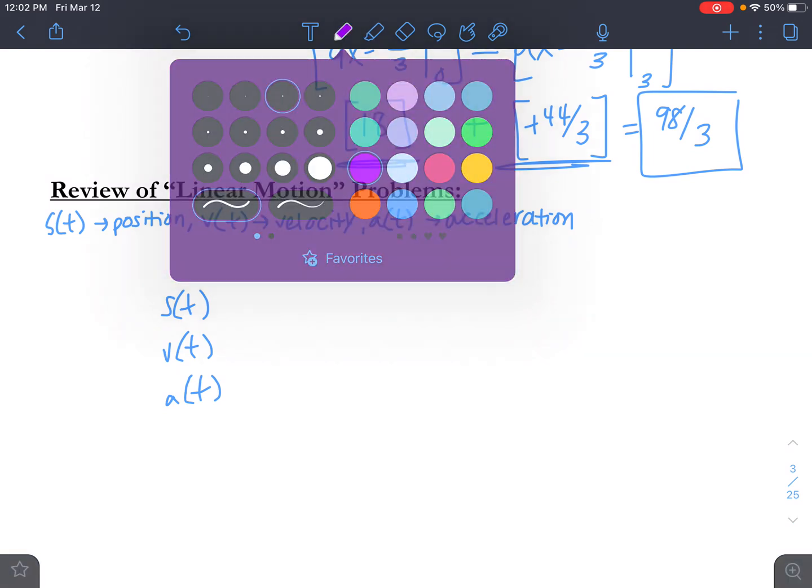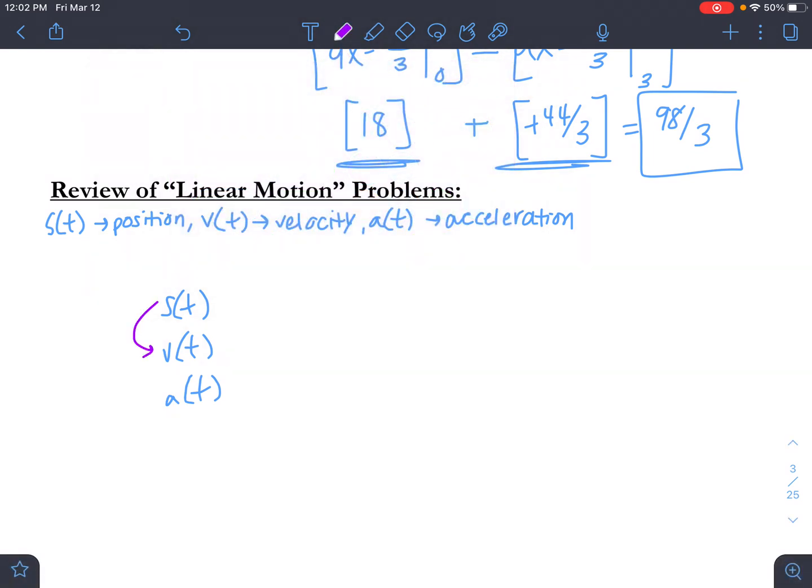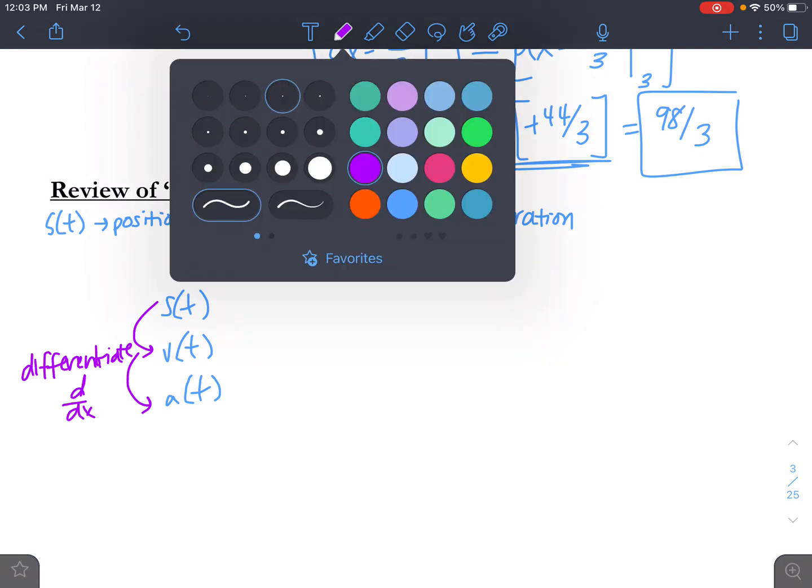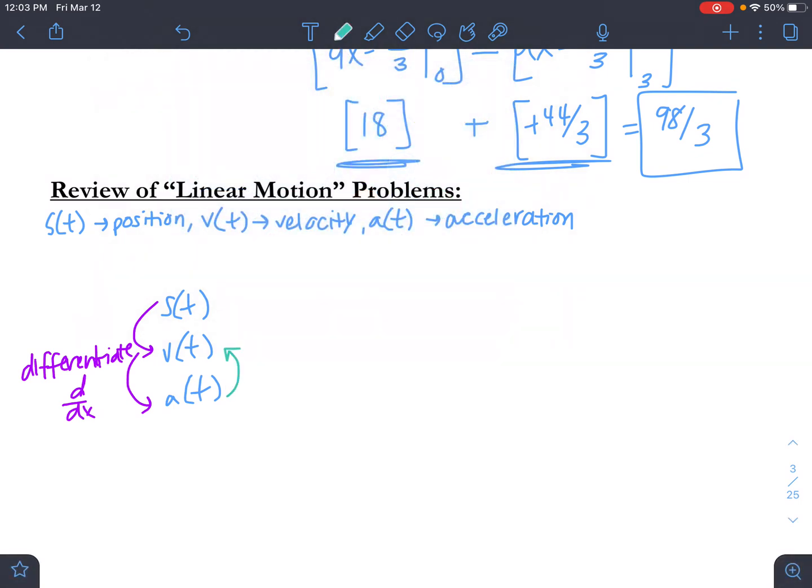If we have position and we want to go to velocity, or we have velocity and we want to go to acceleration, this is where we're differentiating, AKA take the derivative, right? So if we take the derivative of position, we get velocity. Take the derivative of velocity, we get acceleration. And then going the other way, guys, if I have acceleration, I want to go to velocity, or if I have velocity and I want to go to position, we're going to be integrating. Okay, and we've done this before, but this is just review.